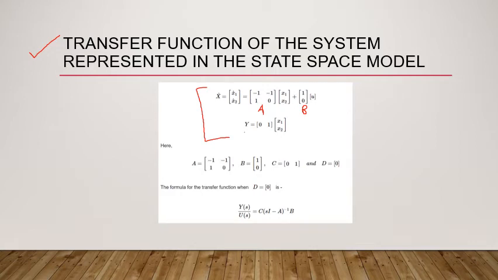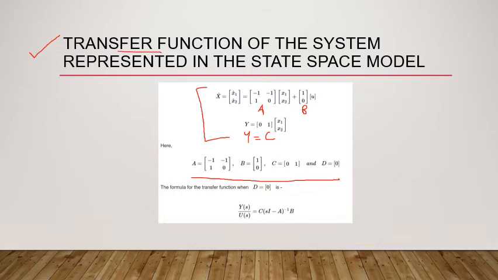And we also know that y is equal to cx plus d. So here y is equal to c times x, where x is our x1, x2, and the value of d is 0 here. So first of all, we compare the given model with the standard model and write down the values of various matrices. We are told to find the transfer function.